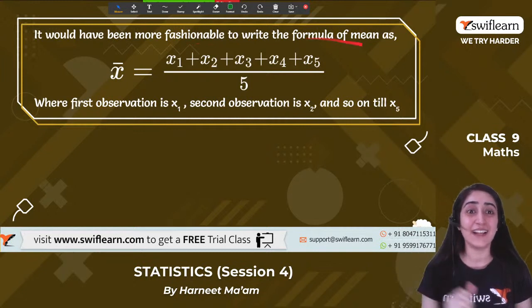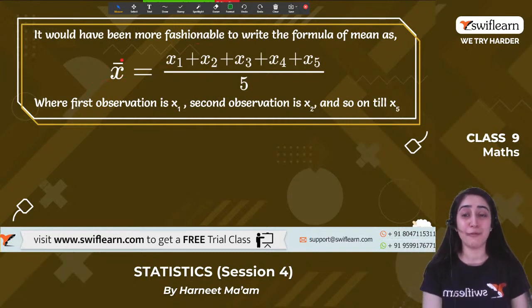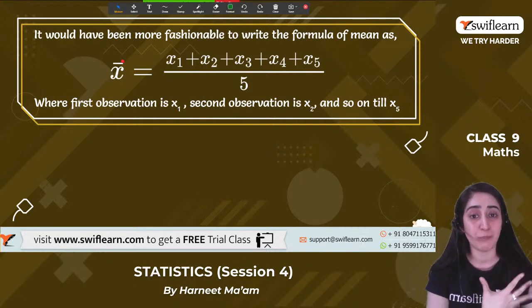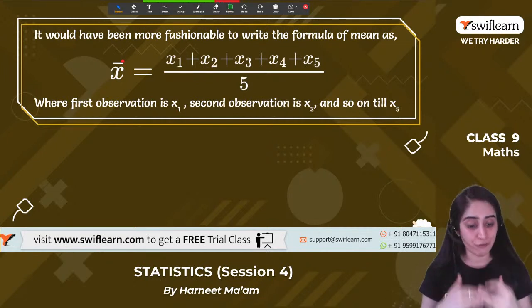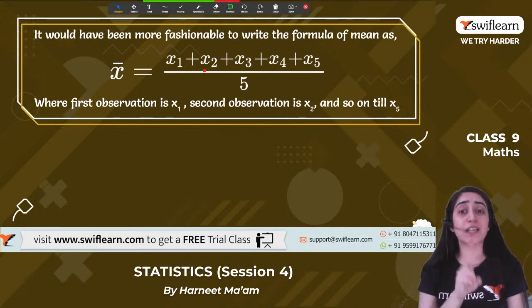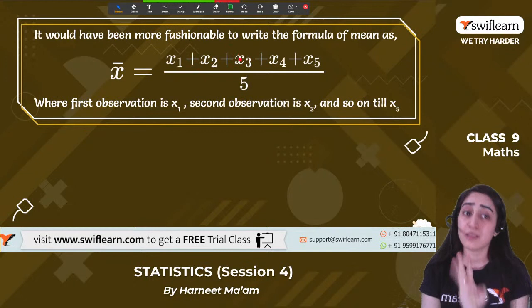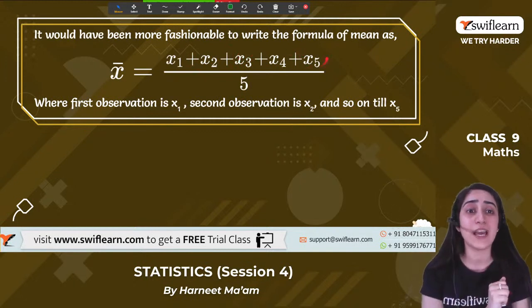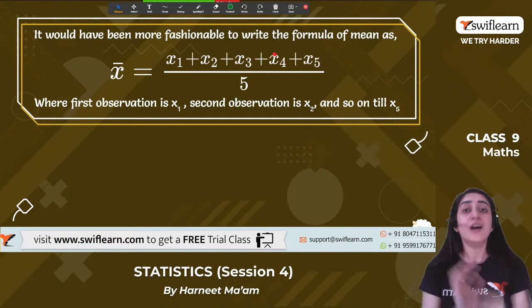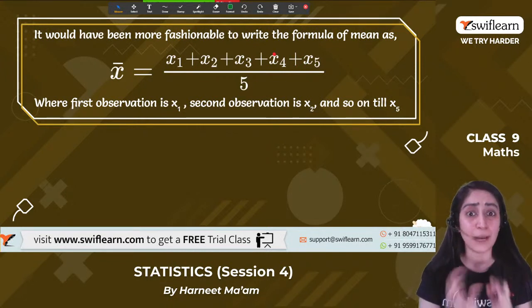All right, so this would have been more beautifully written. Instead, the formula is x bar equals x1 plus x2 plus x3 plus x4 plus x5 upon 5. What did we write for x1? First observation. x2 represents the second observation, x3 represents the third observation, and so on till x5 represents the fifth observation. Pretty easy.